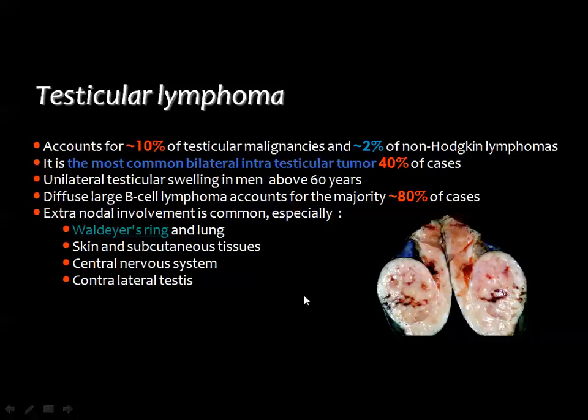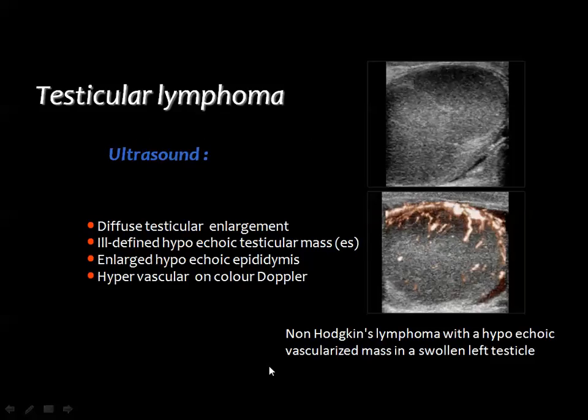The diffuse large B-cell type of non-Hodgkin lymphoma is the most common, and extranodal involvement is commonly seen, especially the Waldeyer ring, the lung, the skin and subcutaneous tissues, CNS, and of course the contralateral testis.